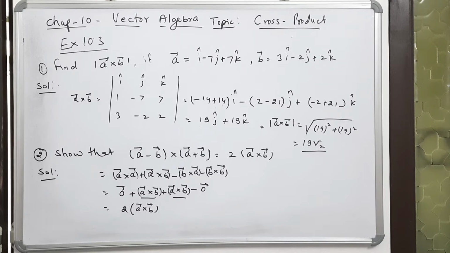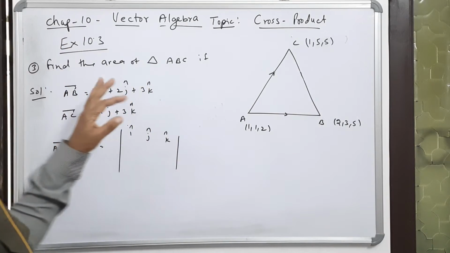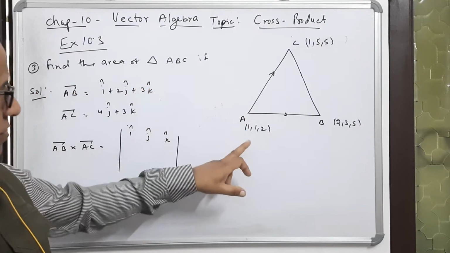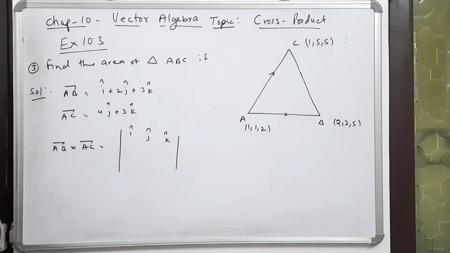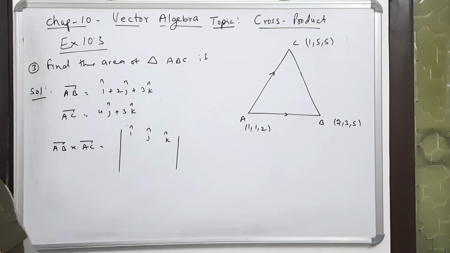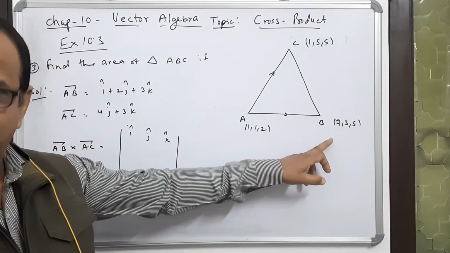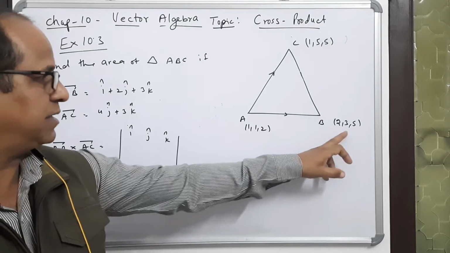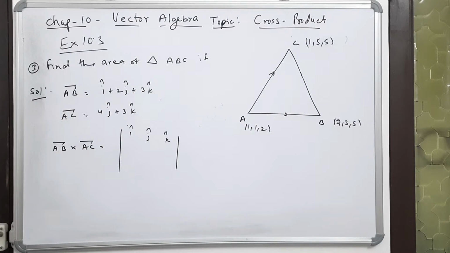Now I am taking more problems from the exercise which is related to the area of the triangle. Yes students, now see, find the area of this triangle if the vertex A is this, B is this and C is this. These are the three vertices given here and you will find the area. Few things I am writing in advance. Vector AB we already studied, 2 minus 1, 3 minus 1, 5 minus 3. So it is I cap, J cap and 3 K cap.